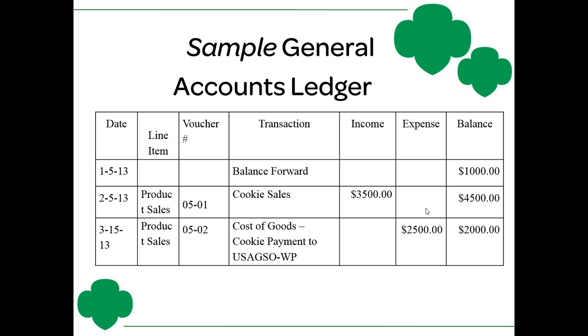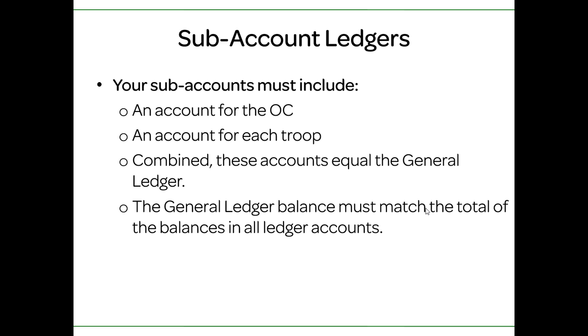So here on the screen is a sample of a general accounts ledger. As you see, we have several columns: date, line item, voucher number, transaction, income, expenses, and balance. Here you'll see where they started January 5th, 2013. They're doing the balance forward, so you can see it's $1,000. As you go on, we have product sales, so you have income from cookies, and the balance is increasing. But then you have to pay for the cookies, so there's an expense, and the balance decreased.